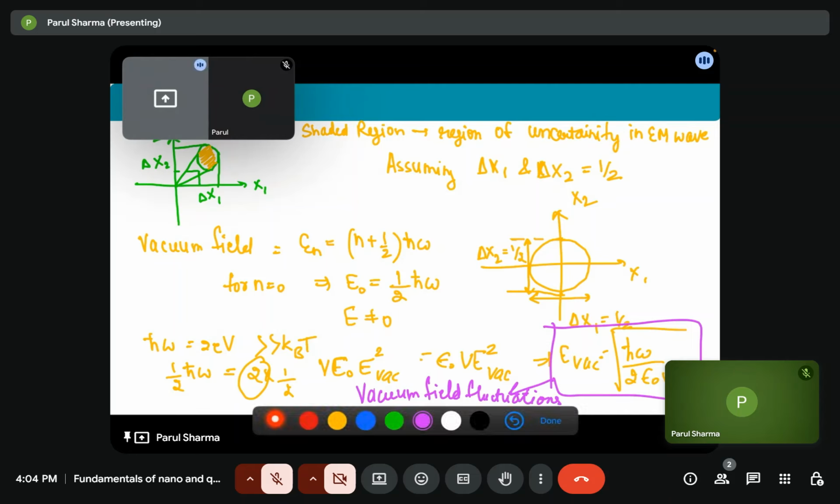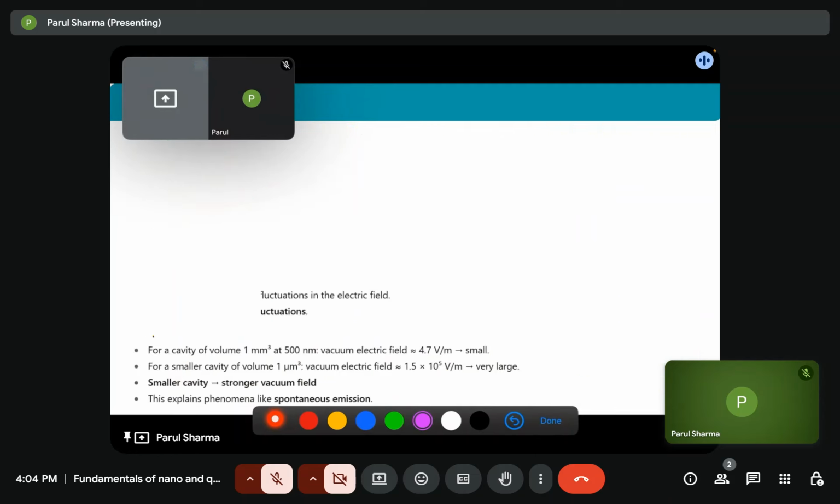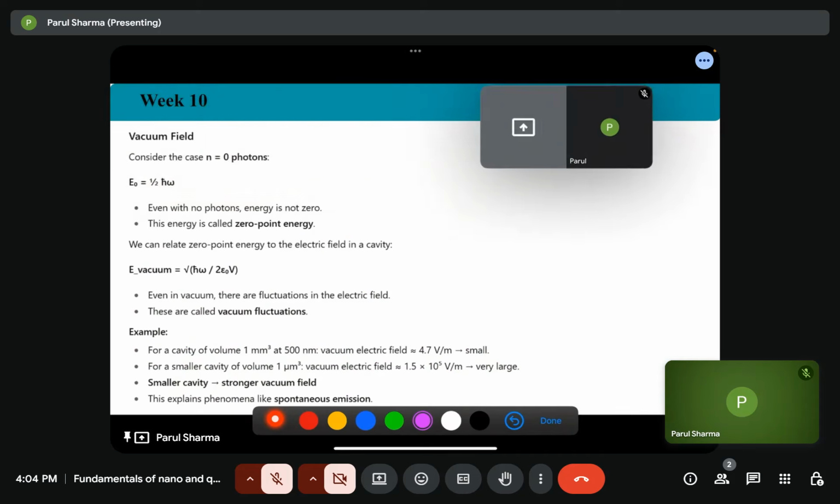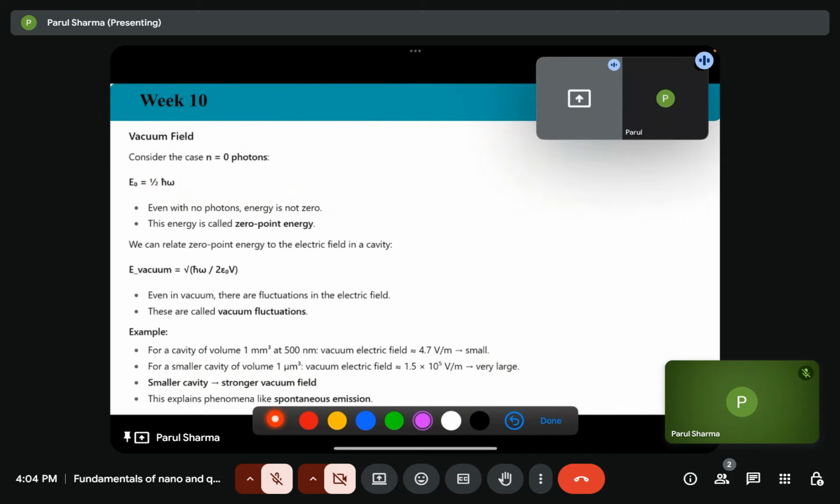So when we have a classical electromagnetic field, if there are no photons, there is no field, nothing. But here in vacuum, even if there are no photons, there is a certain amount of fluctuations. So what is vacuum field? Consider the case n equal to 0 photon, E naught is 1 by 2, so even with no photons, energy is not zero. This was the zero point energy. And even if there is no field, we have some field which is called the vacuum fluctuations.